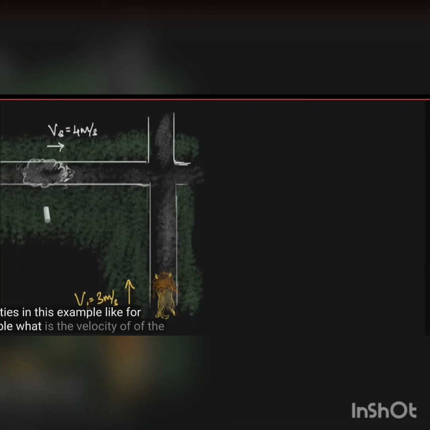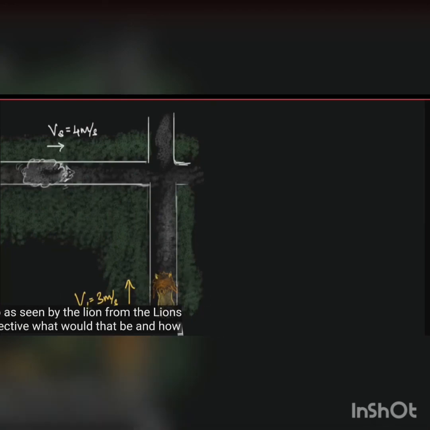The sheep is moving with a velocity of 4 meters per second and the lion is moving with a velocity of 3 meters per second. Now let's see what is the velocity of the sheep as seen by the lion. If we do 4 minus 3 for the velocity of the sheep as seen by the lion, that won't be correct.